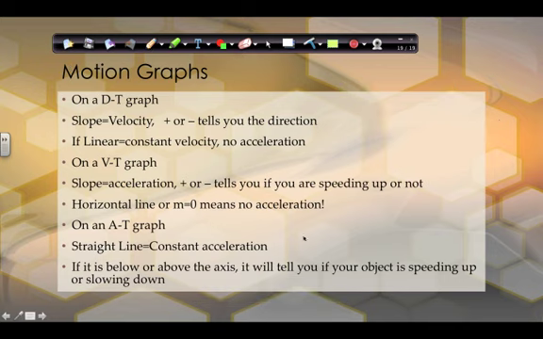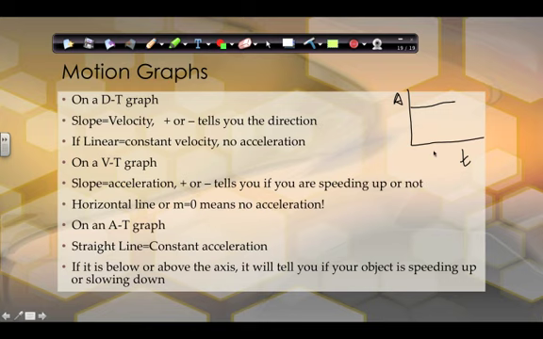Okay, so on an AT graph, the acceleration versus time, a straight line would indicate constant acceleration. And what I mean by straight line, like this, not a straight line like that. So if I see this, if I have a slope of 0, that means that my acceleration is staying constant throughout.